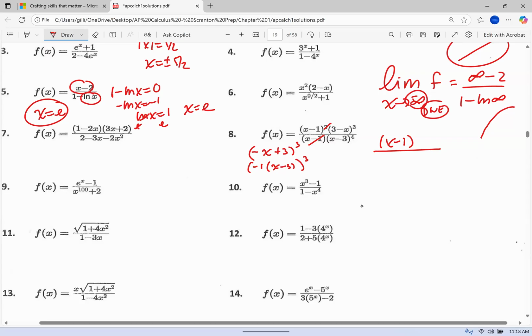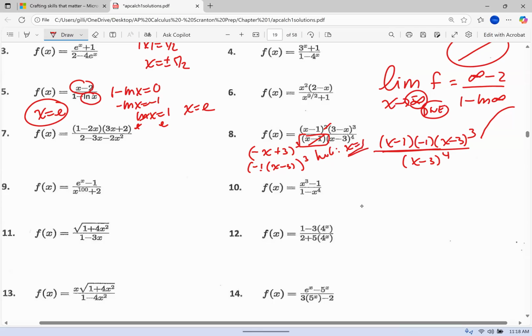Now, negative 1 cubed is a negative. So I'm going to write that as negative 1 times x minus 3 cubed all over x minus 3 to the 4th. So there is no vertical at x equals 1 because this factor in the denominator completely canceled out with one of them in the top. So there's a hole there. There's a hole at x equals 1.